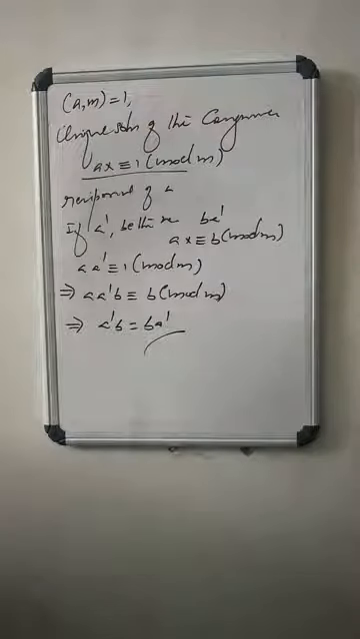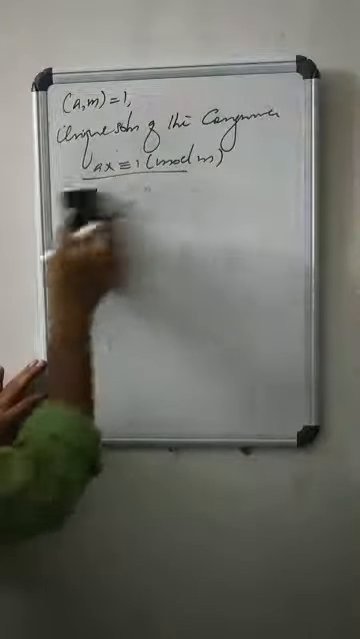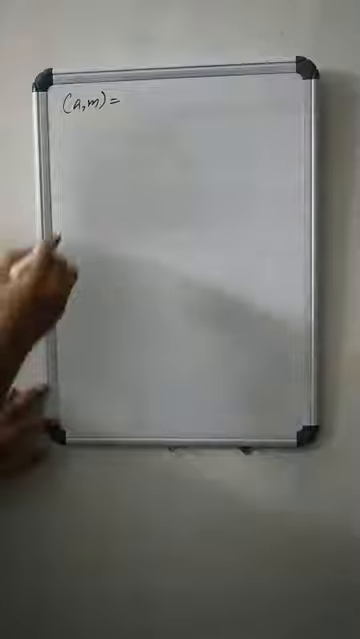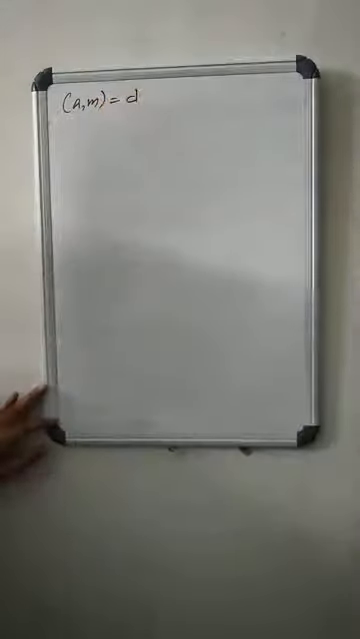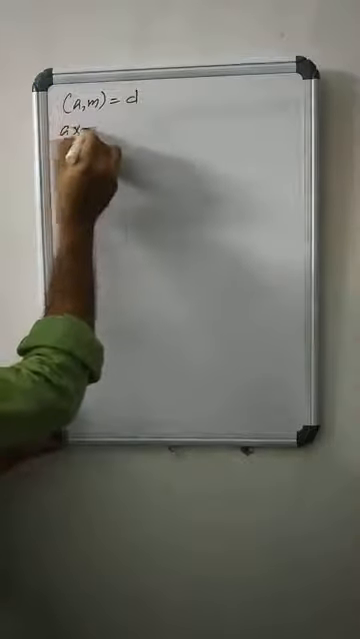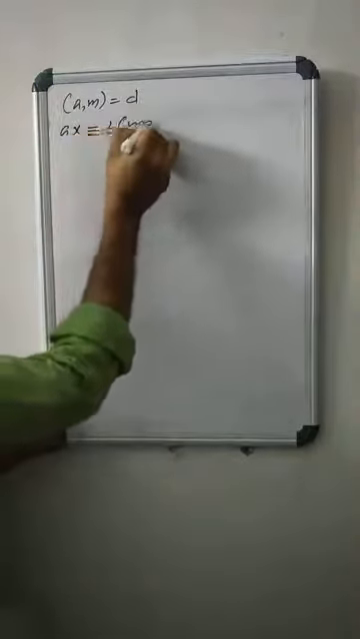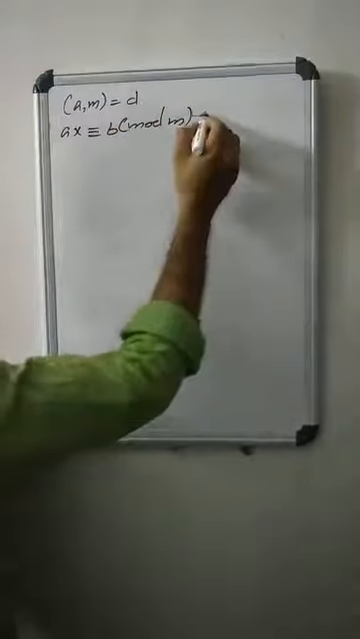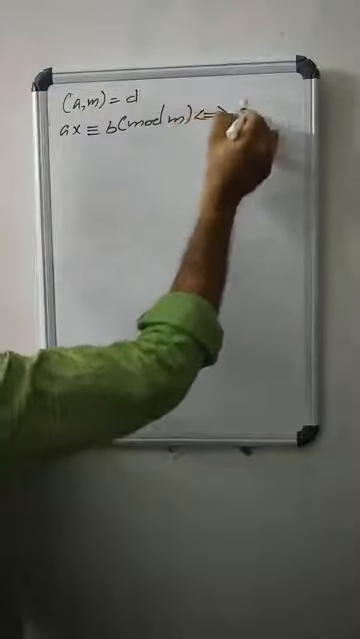Agreed. Now again consider a and m, where the gcd of a and m is d, which means a and m are not relatively prime. Then the linear congruence ax ≡ b mod m has solutions if and only if d divides b.